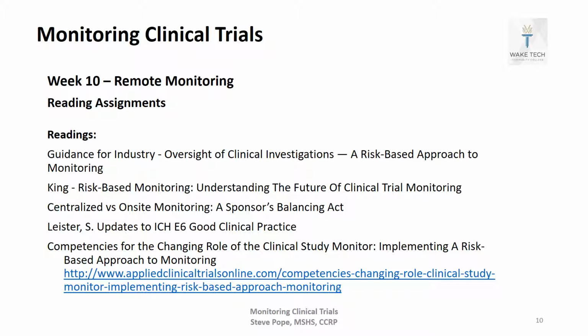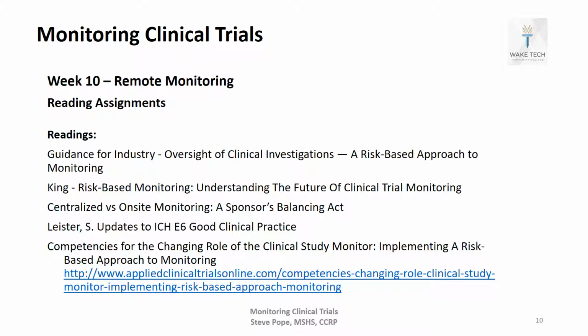Then we have a couple of other articles that I'd like for you to read. There's an article called Risk-Based Monitoring, Understanding the Future of Clinical Trial Monitoring. I think you'll find that to be very interesting. Centralized versus On-Site Monitoring, a Sponsor's Balancing Act. We're getting into how certain sponsors are implementing this and what they need to be thinking about.